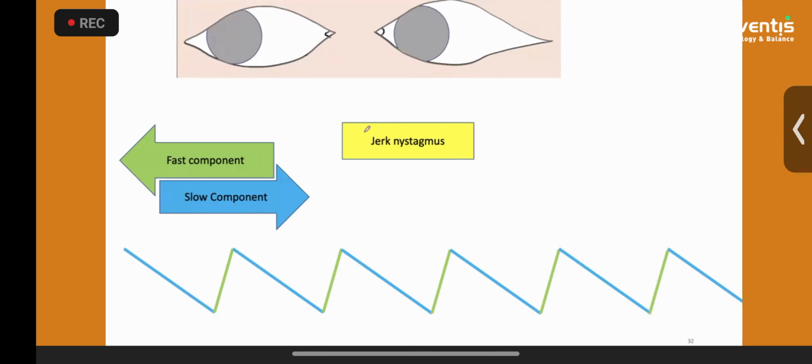Okay. So can you visually appreciate that there is a slow phase from right to left, but there is a fast phase which is beating towards the right side. So the nystagmus is named after the fast component. So this nystagmus is right beating nystagmus, right beating jerk nystagmus, because it has one fast component and one slow component. It's very important to know that, and the graphical representation will be like this.